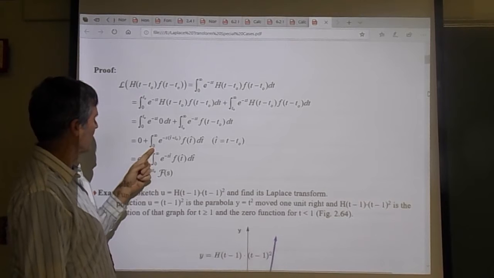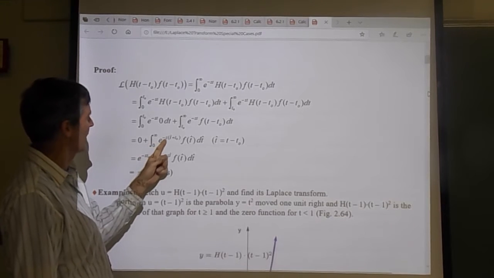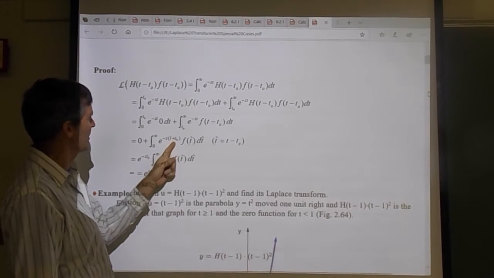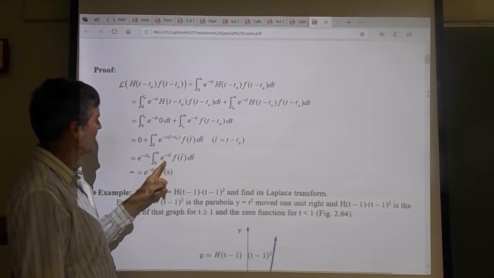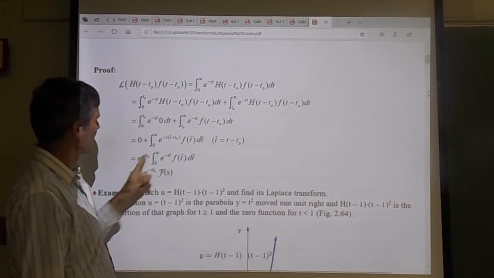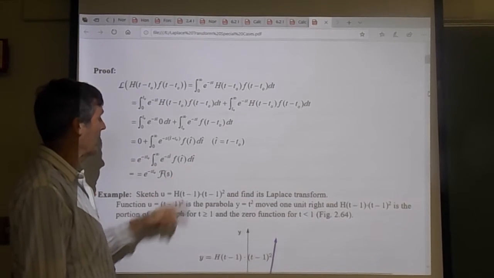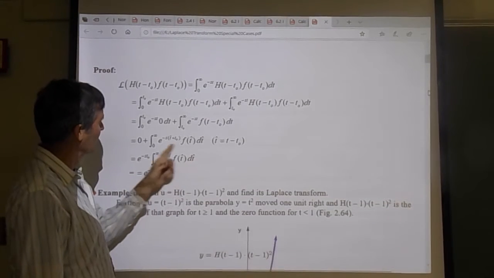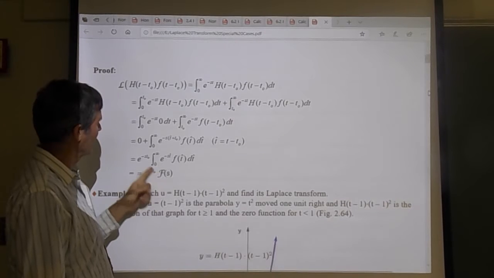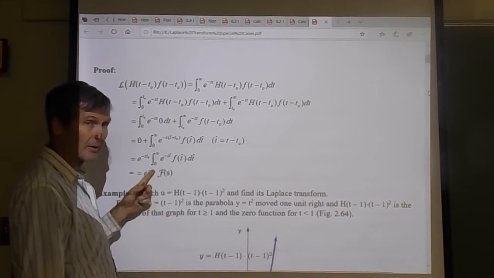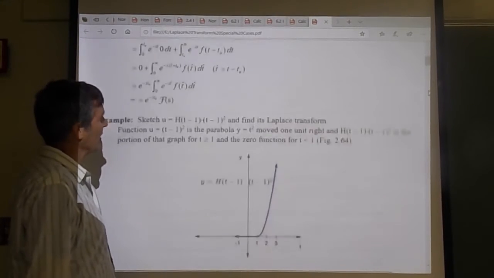But now what's this integral? Well, you can break e to the minus s(t hat plus t0) into two pieces: e to the minus s t hat times e to the minus s t0, which can then be pulled out because this is a constant with respect to t hat. And now this is the Laplace transform F of s multiplying e to the minus s t0. So there's a nice short proof that this actually works.